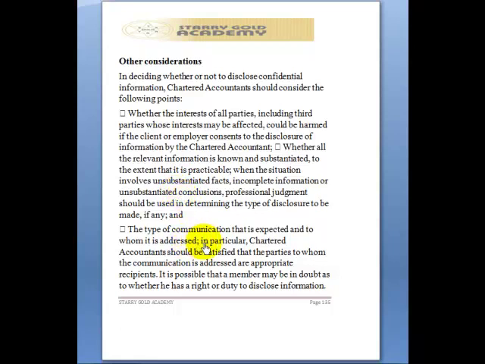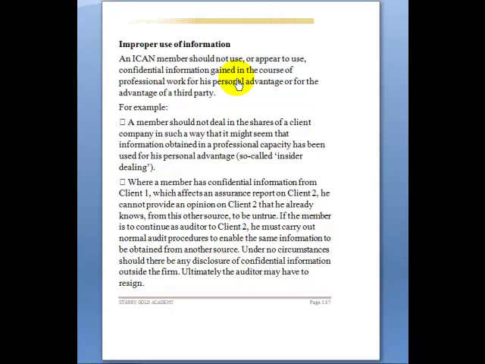Consider the type of communication that is expected and to whom it is addressed. In particular, chartered accountants should be satisfied that the parties to whom the communication is addressed are appropriate recipients. So you don't give confidential information to the wrong set of people. Improper use of information.